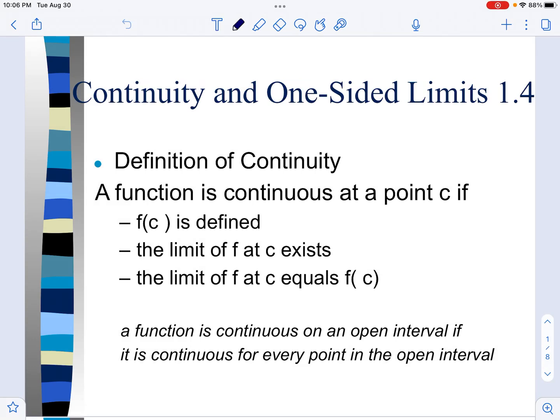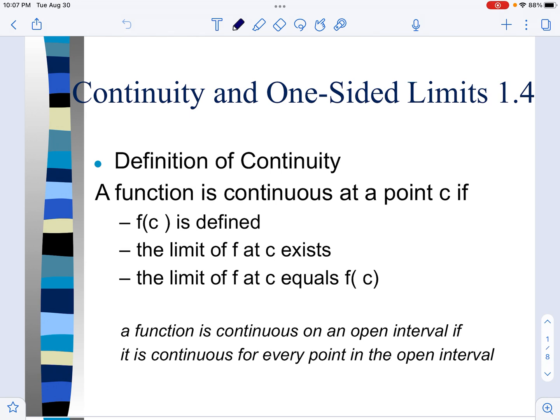1.4 is continuity and one-sided limits. So we first have to talk about what is the definition of continuity. A function is continuous at a particular x value, say at a point c, if f of c is defined. That means that there is a dot there, a point or a y value that exists at c.